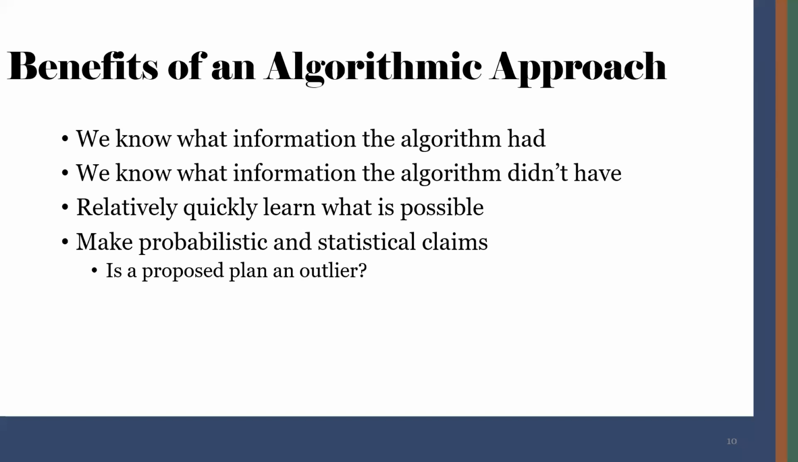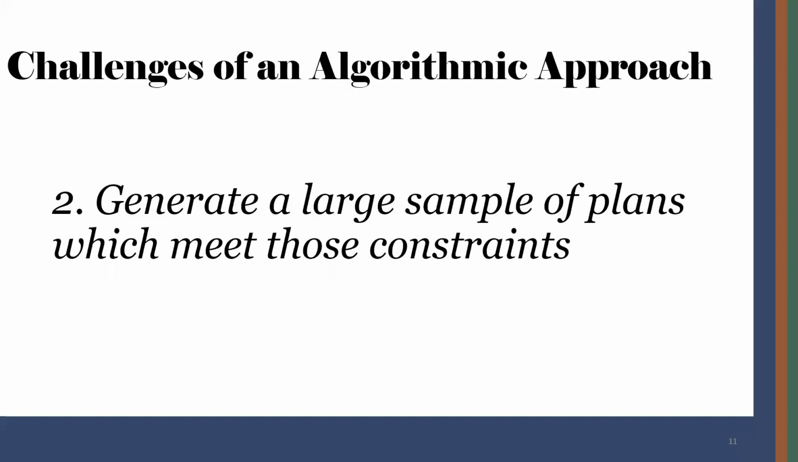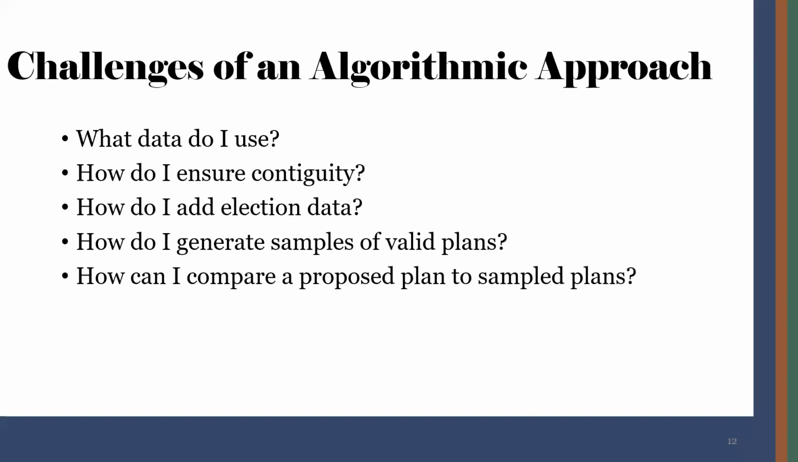Now these benefits that I've painted as easy and lofty come with that huge step 2. How do I generate a large sample of plans that meet those constraints? I would summarize that into 5 big questions. And that's where our reproducibility really comes in, and how we are approaching this. Big question: what data do I use? What can I actually bring to this? It needs to be open. It needs to be coming from the government so that everyone has access to the same types of resources.